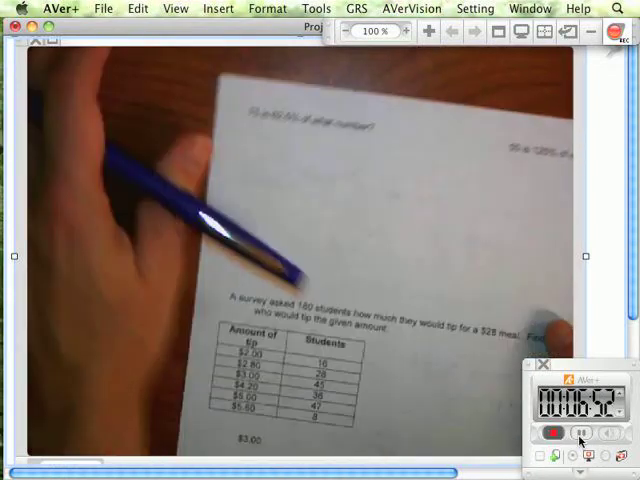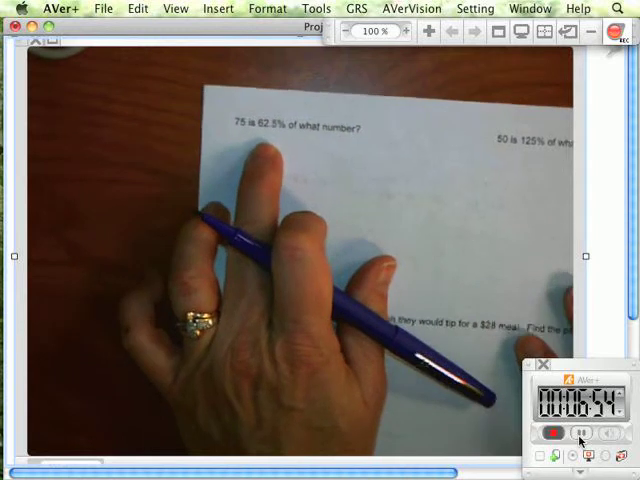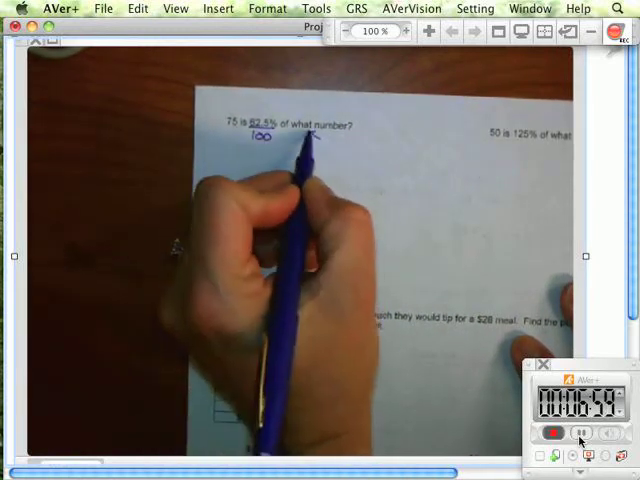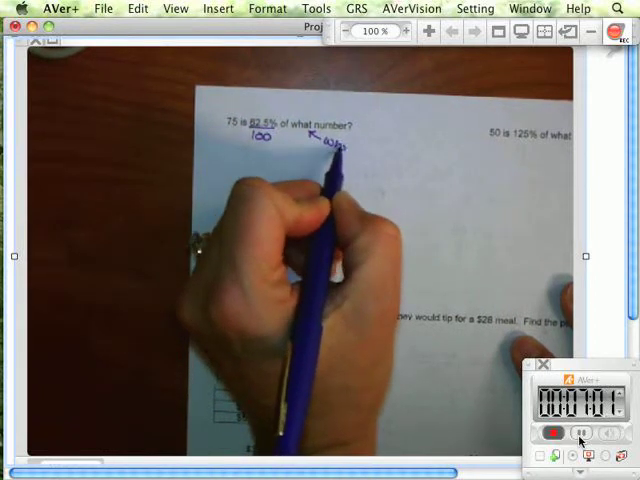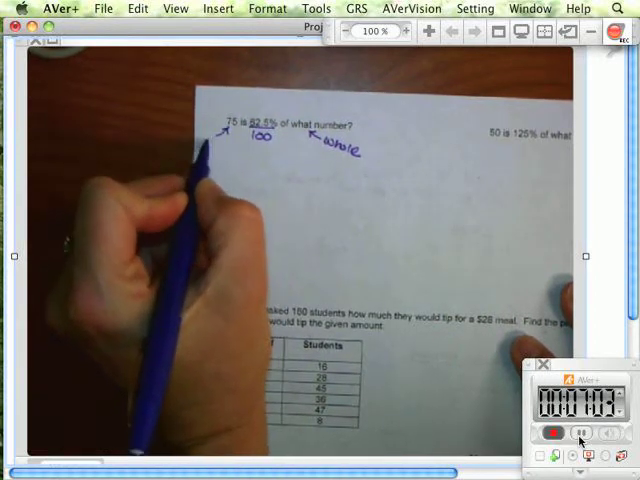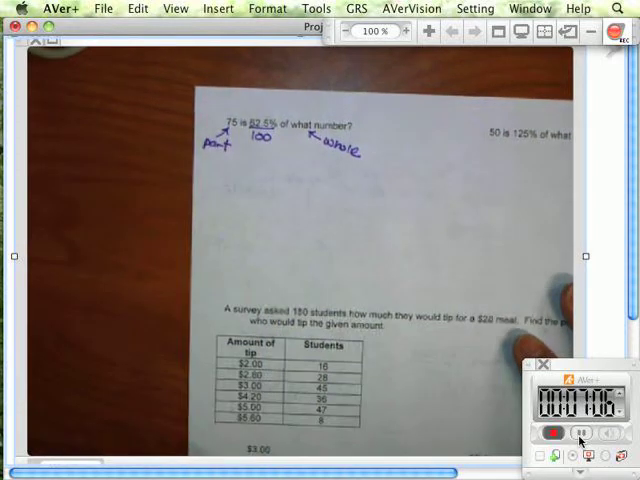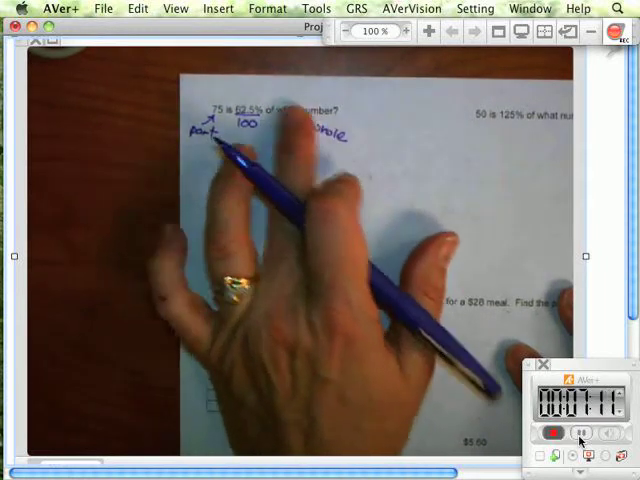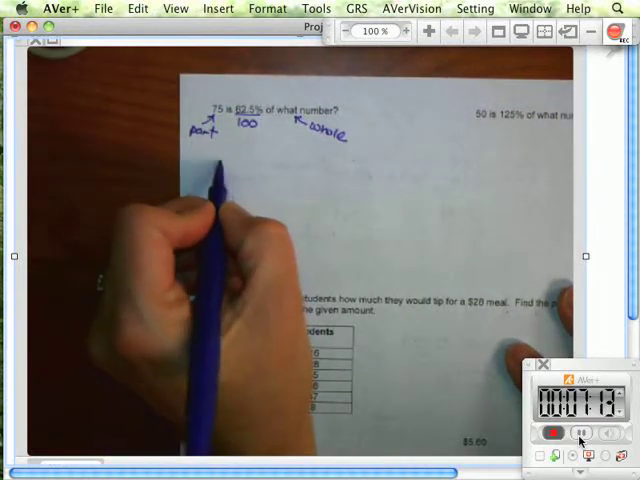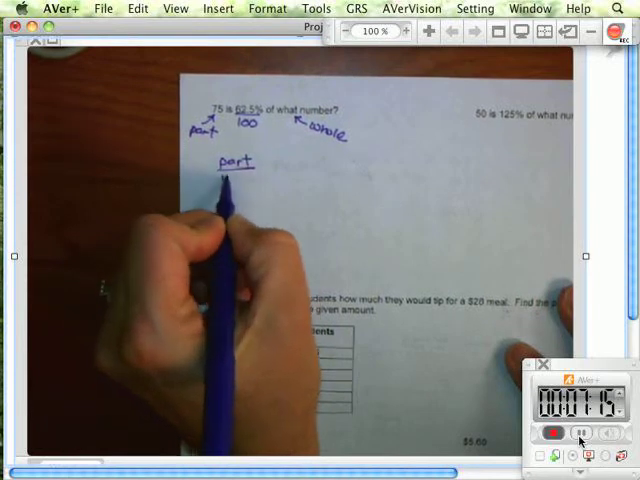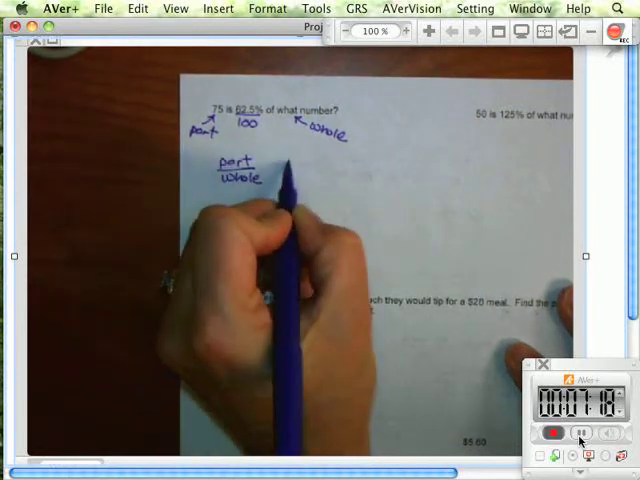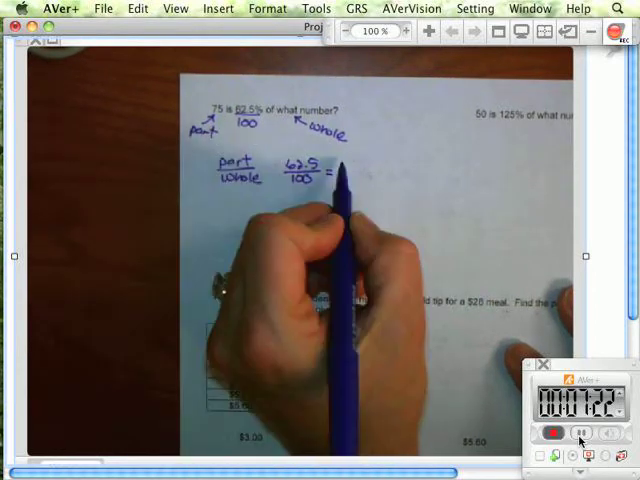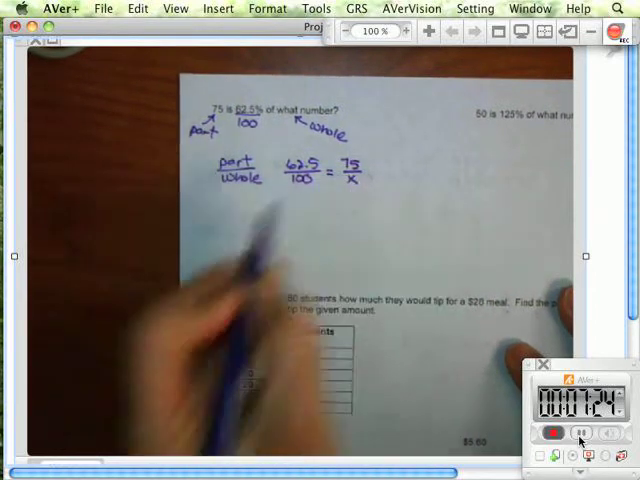All right, 75 is 62.5% of what number? Again, now here, of what number? I don't know the whole. That means this is the part. Of what number? Of the whole. So this is the whole. And I'm going to set it up the same way, part to whole. 62.5 over 100 equals the part, which is 75, over my unknown, my whole.